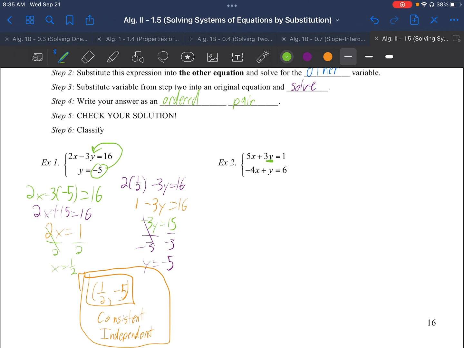Okay, well, let's say we solve for this y. Well, similarly, our first step would be to subtract 5x. And we'd end up with 3y equals negative 5x plus 1, and divide by 3. Once again, we're going to get fractions here with negative 5/3 and 1/3. Not ideal. So let's try a different variable. So let's try the bottom x. So our first step would be subtracting y.